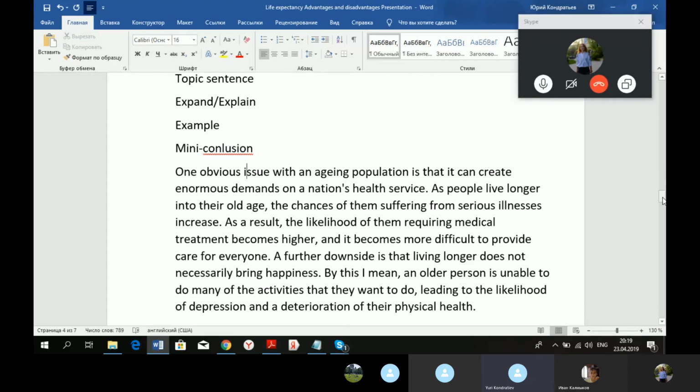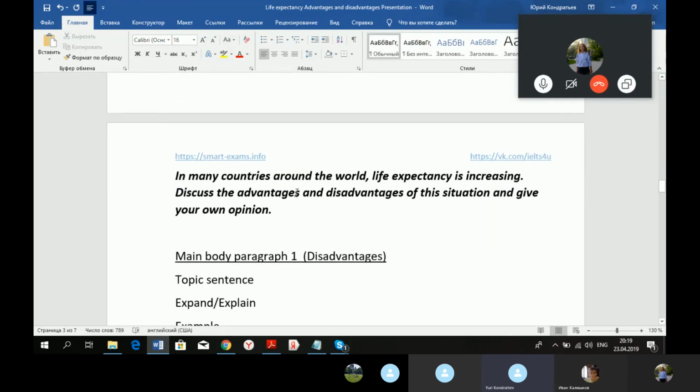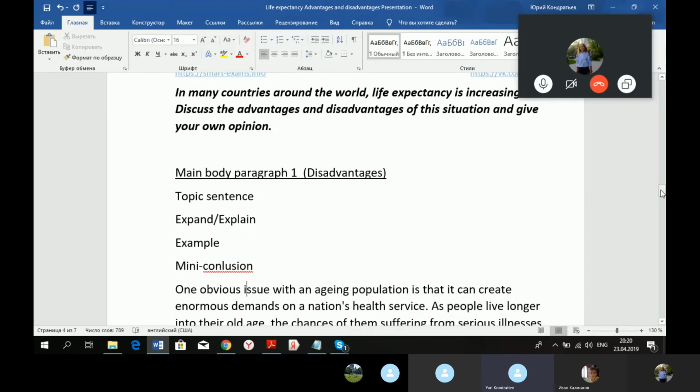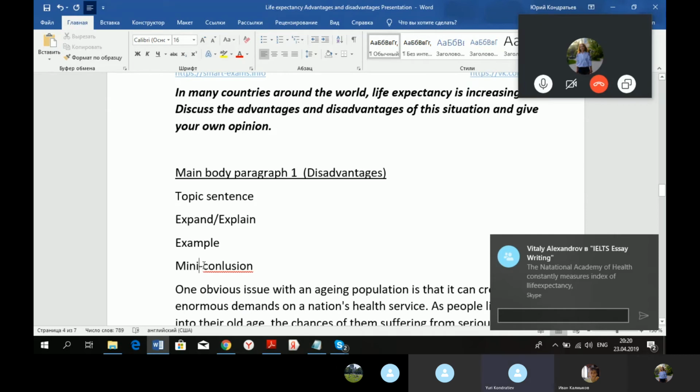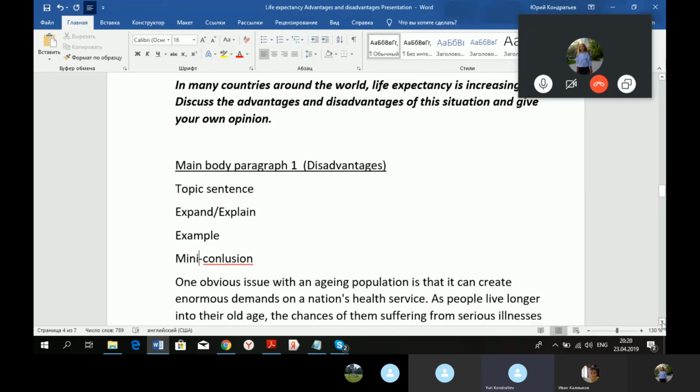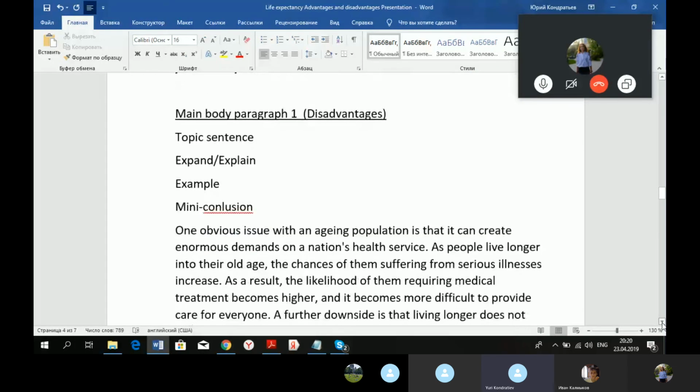Well, the task said advantages and disadvantages. It means that you need to include at least two advantages and two disadvantages. Now, while we are practicing, during the lesson, you can just write one advantage or one disadvantage in 10 minutes and then explain it, maybe give an example, and then write a mini conclusion. All right. For those who have already written the introduction, please write your first main body paragraph. And if you're writing the introduction, please finish it.